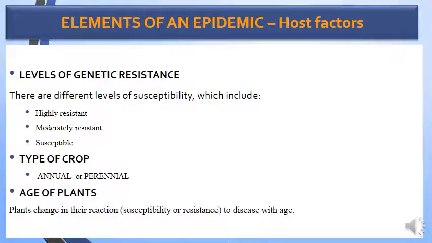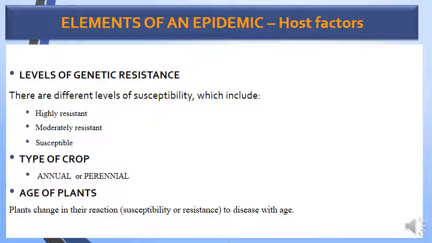Now we have to study each element of the triangle and study their factors in the development of plant disease. First, we talk about the host factors. Several factors of a particular host plant play an important role in the development of an epidemic: level of genetic resistance, type of crop, age of plant.